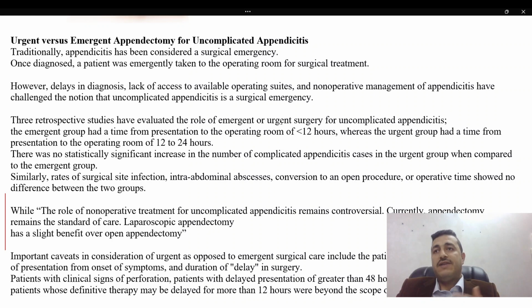But with the development of surgery and medicine, and with some scenarios where it takes hours until investigation is completed, whether radiological or laboratory investigations, we compared the urgent approach and the emergent approach. We compared them together, and we found that there is no difference in terms of, for example, surgical site infection. They were similar in terms of intra-abdominal abscess development, conversion to open procedure, and the operative time we need.